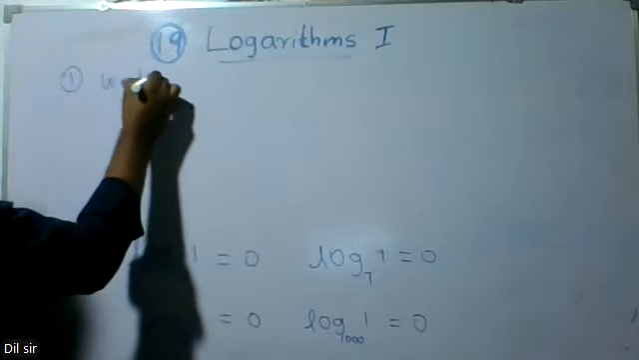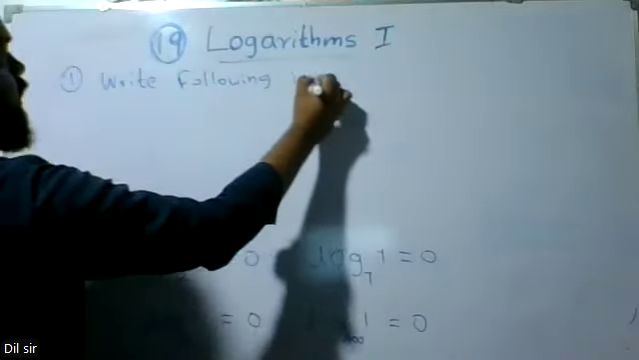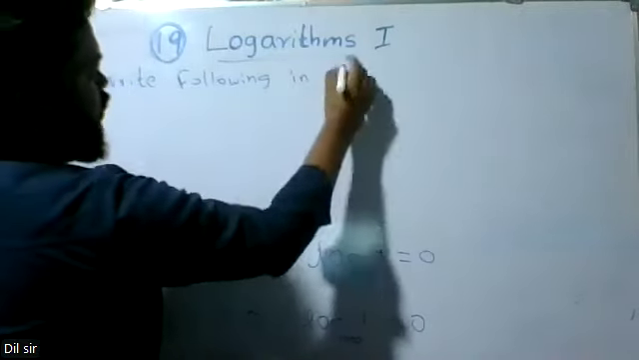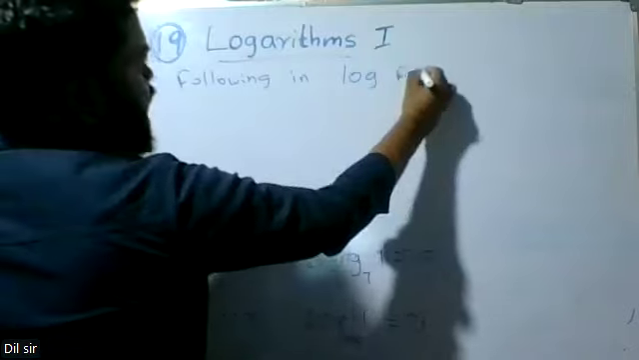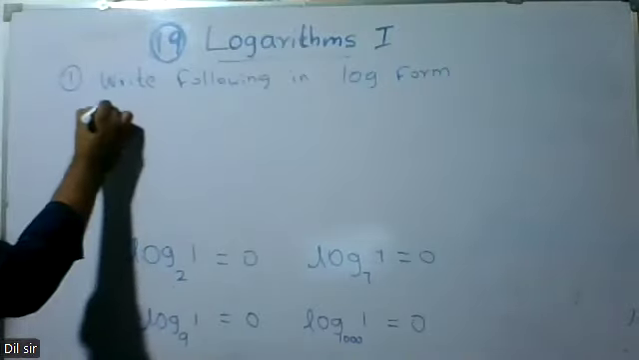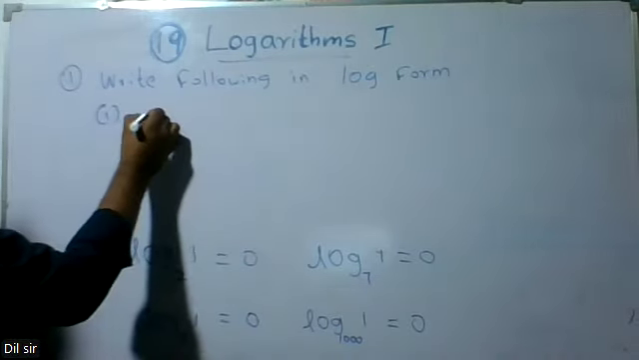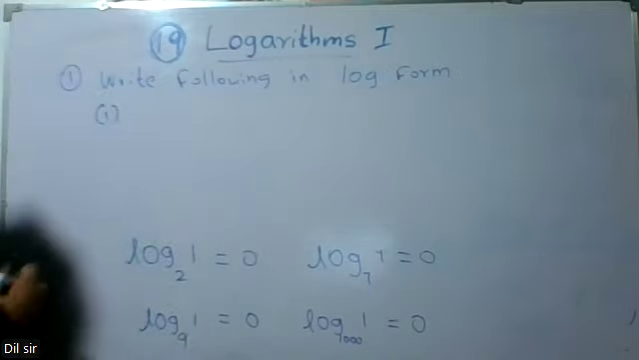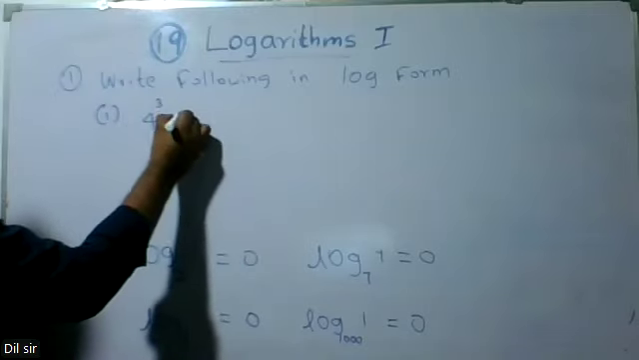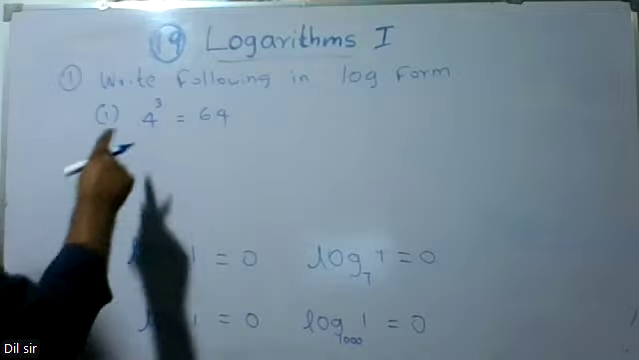Write the following in logarithm form, or log form. When I say log form, I am giving these in index form, and you should quickly write them in log form. First one: 4 to the power 3 equals 64. Write this in log form.